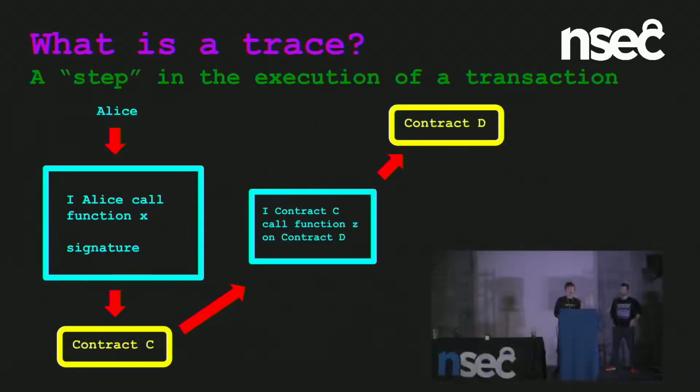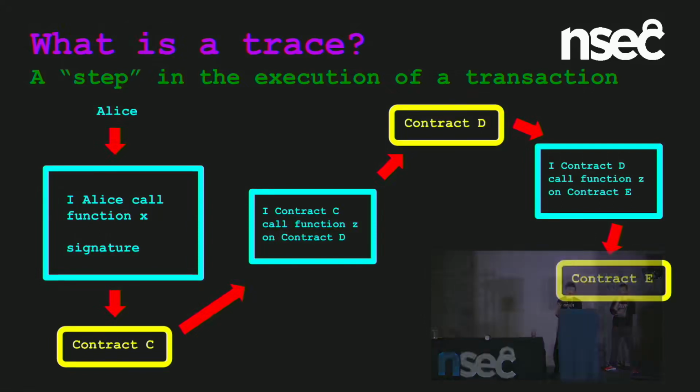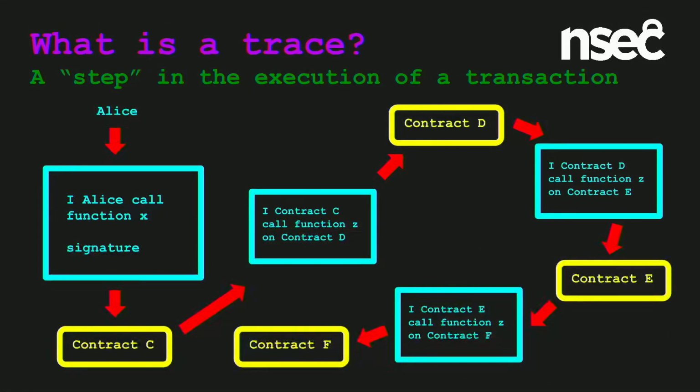So during this presentation, we're going to talk about traces at various points. They are also sometimes called message calls or internal transactions. You can think of these as a step in the execution of a transaction. So here contract C is calling contract D. This would result in a 2-trace transaction. It can call another contract. Now we have 3 traces, and 4, et cetera. They spiral out in possible complexity.